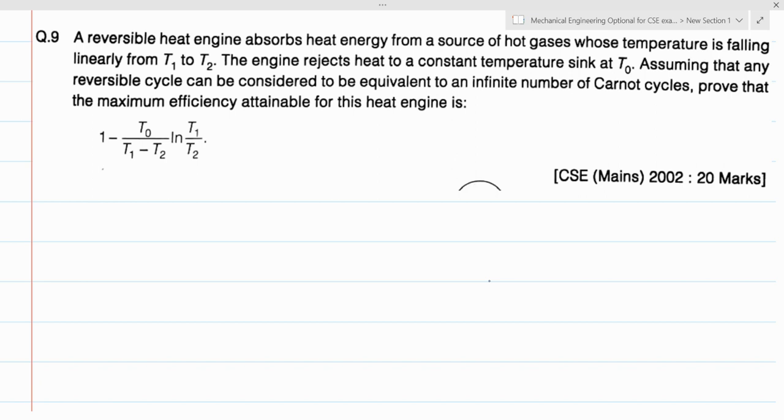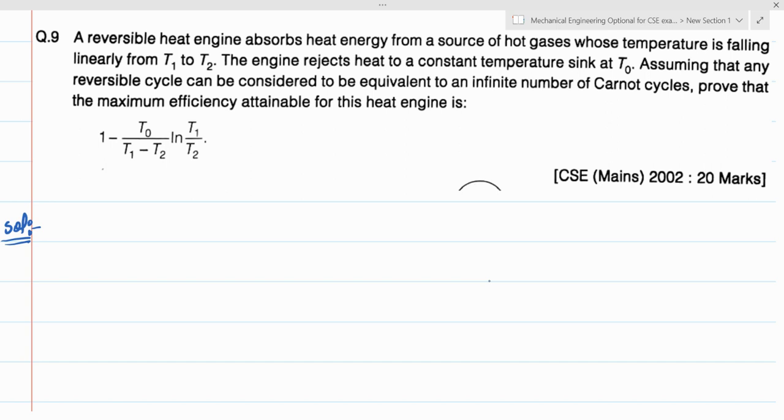A reversible heat engine absorbs heat energy from a source of hot gases whose temperature is falling linearly from T1 to T2. The engine rejects heat to a constant temperature sink at T0. Assuming that any reversible cycle can be considered to be equivalent to an infinite number of Carnot cycles, prove that the maximum efficiency attainable for this heat engine is this expression. So let us begin.